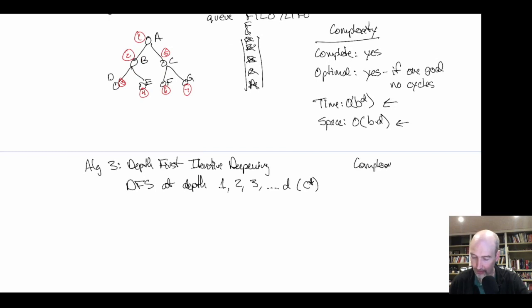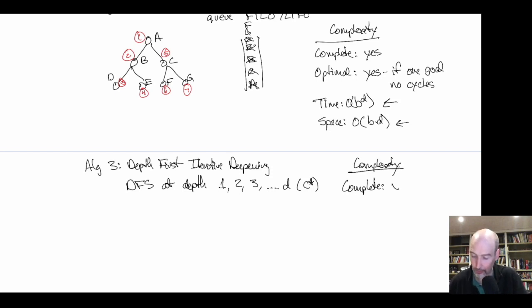So what's the complexity of depth first iterative deepening? The first question, is it complete? Yes, it is complete. That is, if there's a goal, it will find it. We're assuming a constant branching factor, so whatever depth the solution is, as long as it's finite, eventually we'll increase the depth that we're doing in our iterations until we find that depth, and then we'll find the solution.